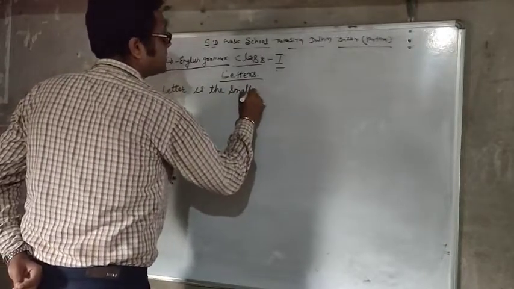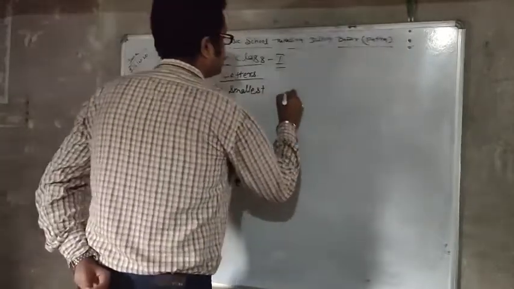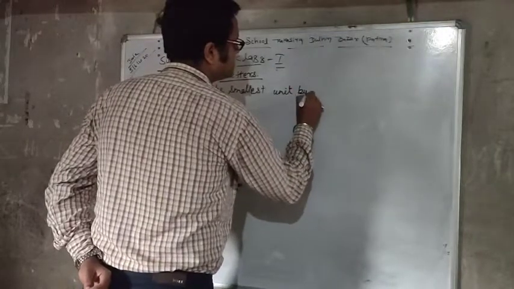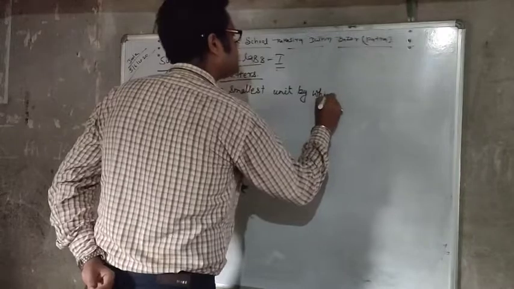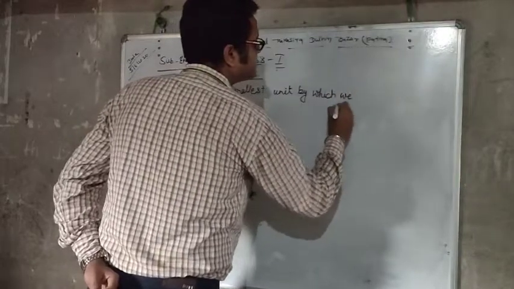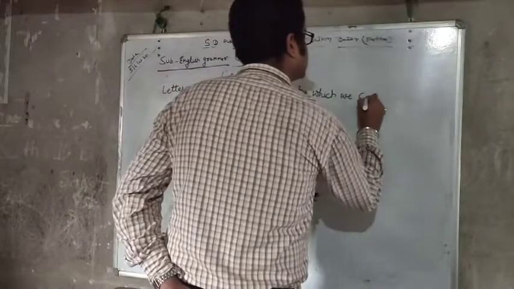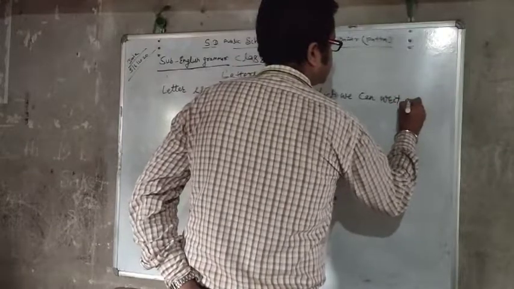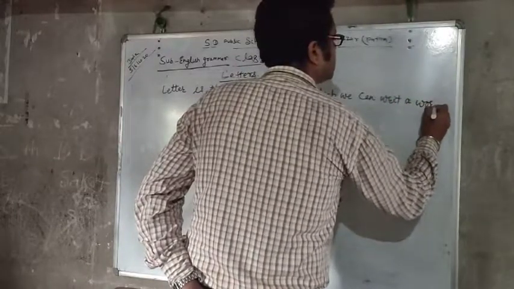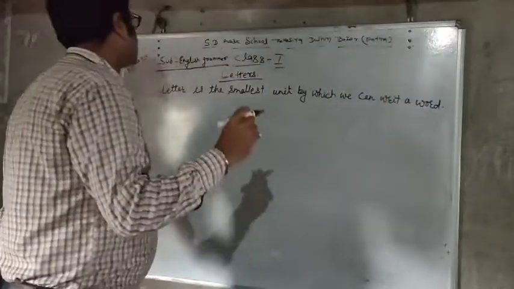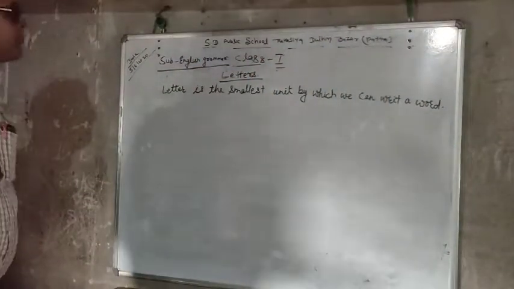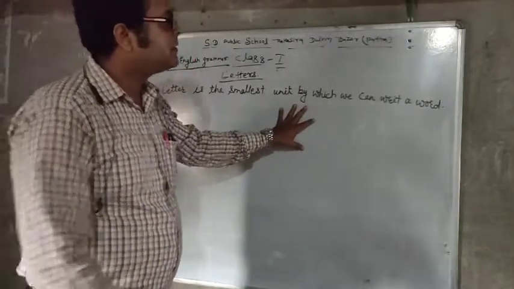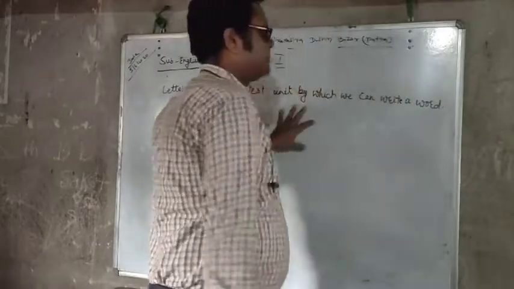A letter is the smallest unit by which we can write a word. I am just repeating again. A letter is the smallest unit by which we can write a word.